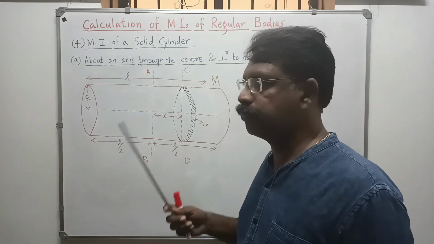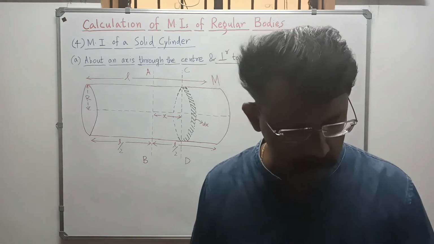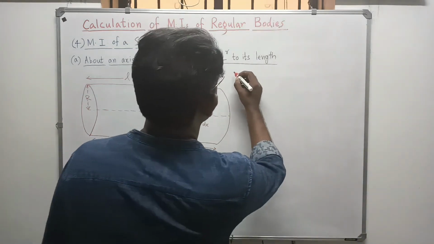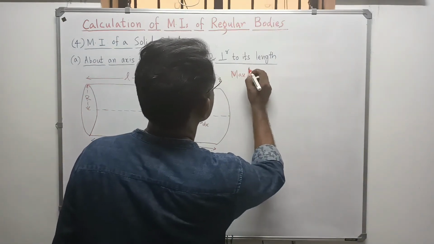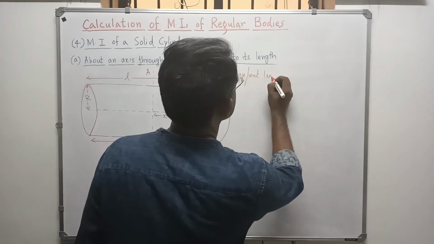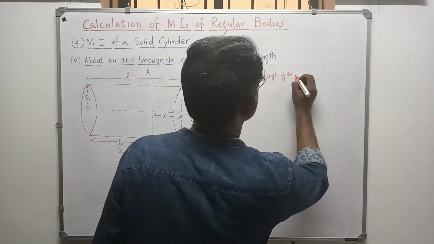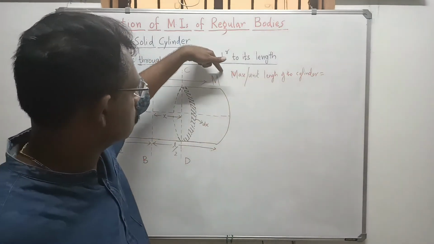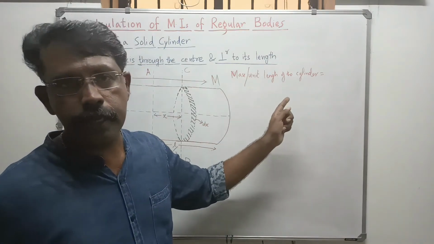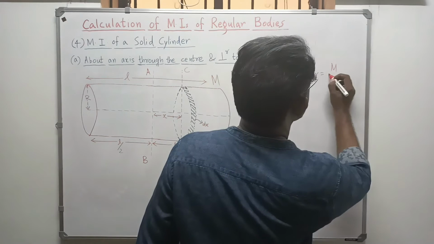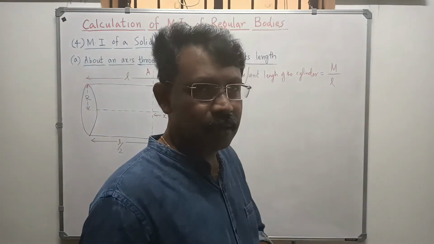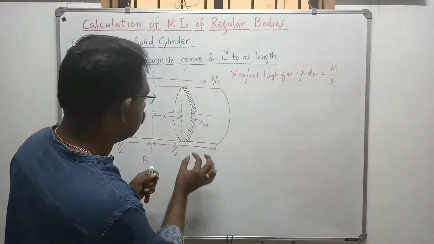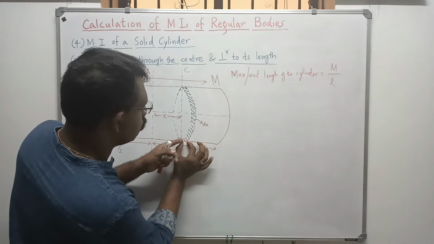So the first step that I will write here is the mass per unit length of the cylinder. What is mass per unit length? Total mass is m, total length is L, so I can write m by L. We usually take area or volume, but here it is easy to take mass per unit length because I can multiply by this length, which is the length of this strip, dx itself.